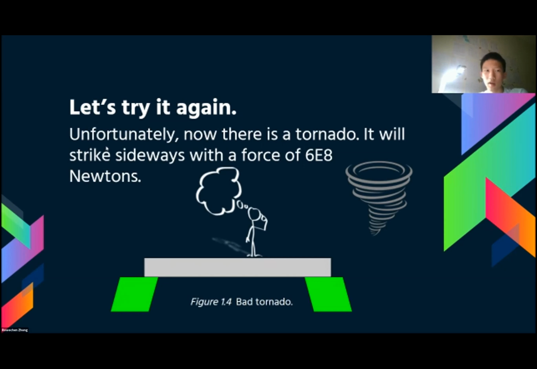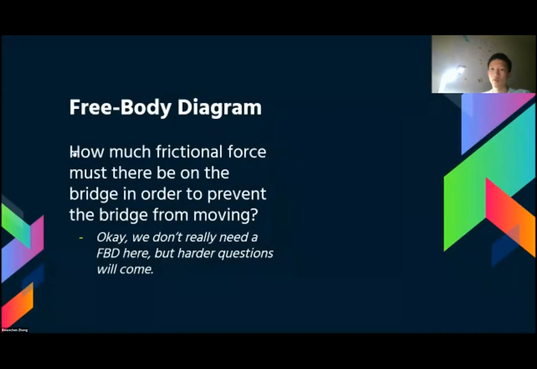So the question is, how much frictional force do we need from the ground for the bridge to not move? And this is a little overkill, but we're going to draw a free-body diagram, because if we get to some more advanced physics, we might actually need a free-body diagram. But for now, we're just going to draw a free-body diagram. How much frictional force must there be on the bridge in order to prevent the bridge from moving?